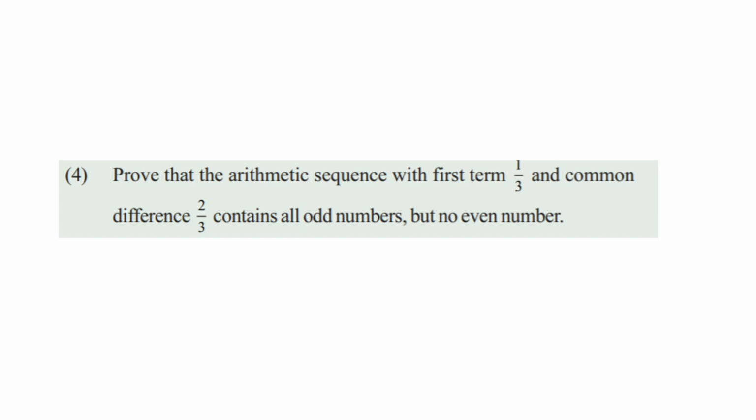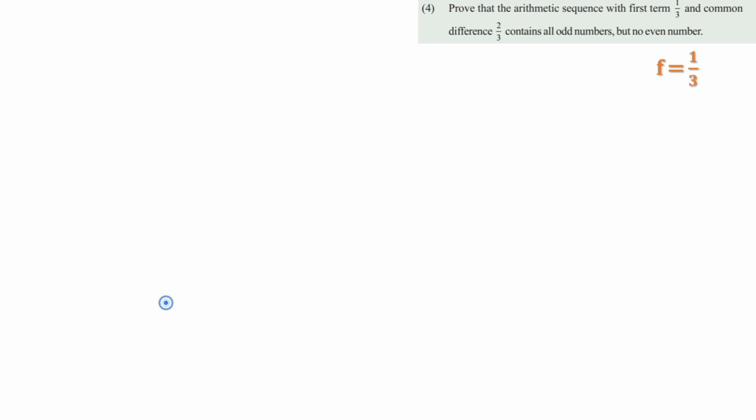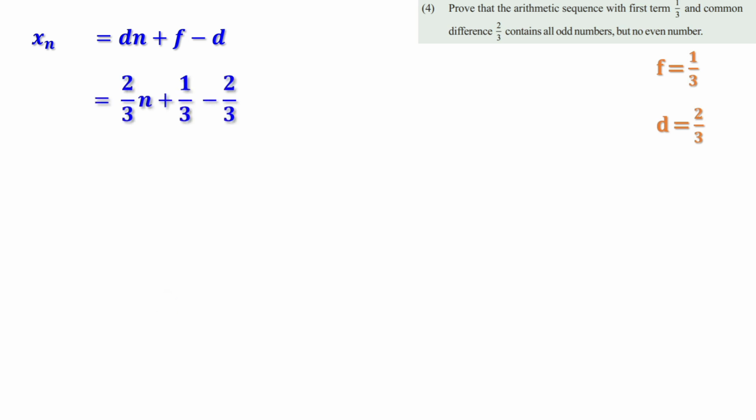Now the fourth problem, prove that the arithmetic sequence with first term 1 by 3 and common difference 2 by 3 contains all odd numbers but no even number. First term is 1 by 3 and common difference is 2 by 3. Let us find nth term. That is 2 by 3 n plus 1 by 3 minus 2 by 3. What is 1 by 3 minus 2 by 3? The denominator is 3. 1 minus 2 by 3. That is minus 1 by 3.